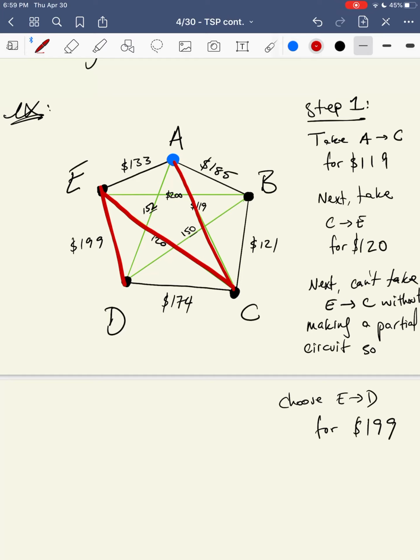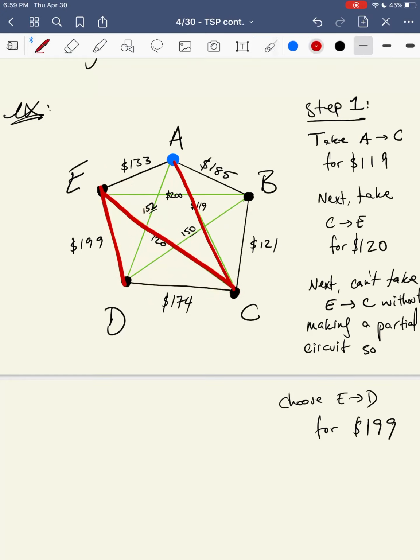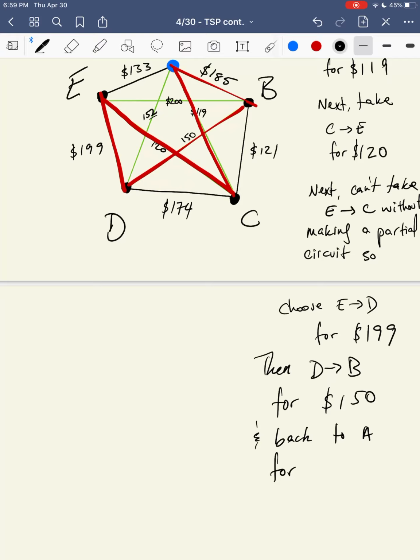Because if we go back to A, we make a partial circuit. And if we go to C, we make a partial circuit. See, if we took this edge to C, then we would also make a partial circuit there, and that's not okay. So we're going to take the edge to B, and then back to A to finish our journey. Then D to B for 150. And back to A for 185.